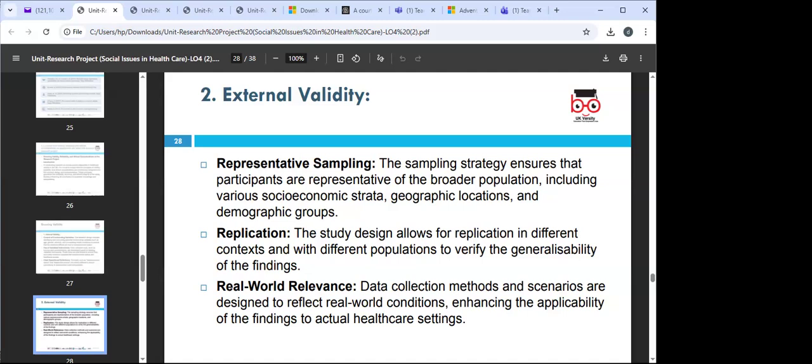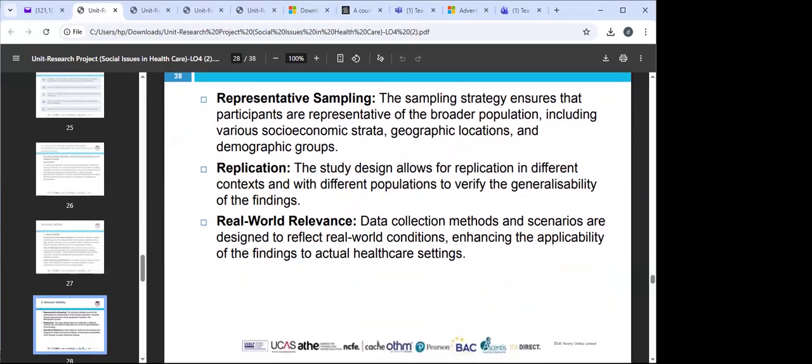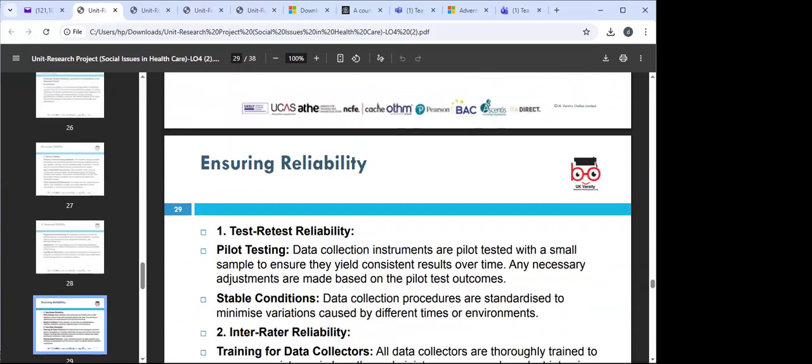Replication. The study design allows for replication in different contexts and with different populations to verify the generality of the findings. Very important. Then you look at real-world relevance. The data methods and scenarios are designed to reflect real-world conditions, enhancing the applicability of the findings to actual healthcare settings. Very, very important.